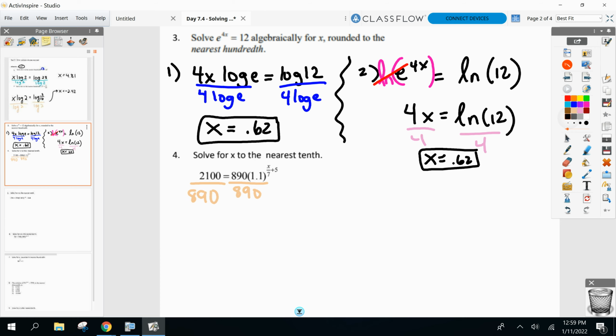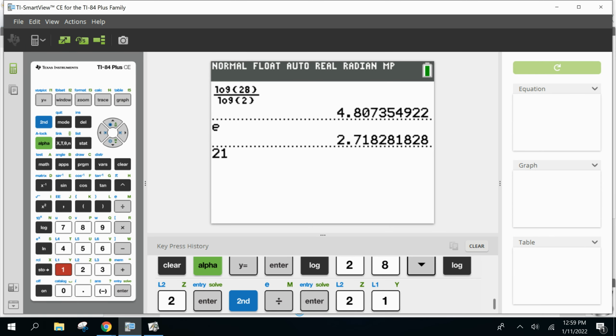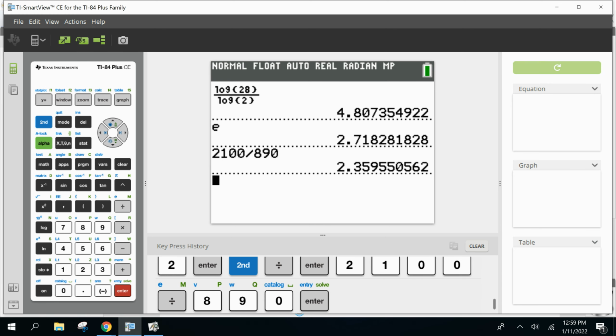Divide by 890. So on the right side, you're still left with that 1.1 x over 7 plus 5. All right, I'll do this with you. 2100 divided by 890. Not going to be pretty, right? So you have 2 choices right now. You can write that whole decimal down. Don't even think about rounding it, because we're not done with the problem.